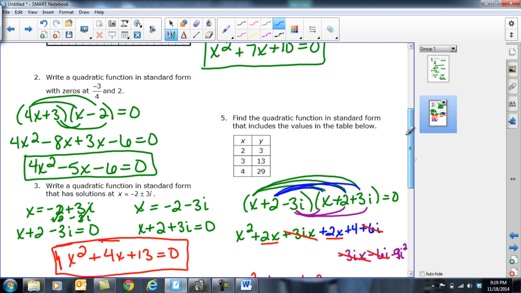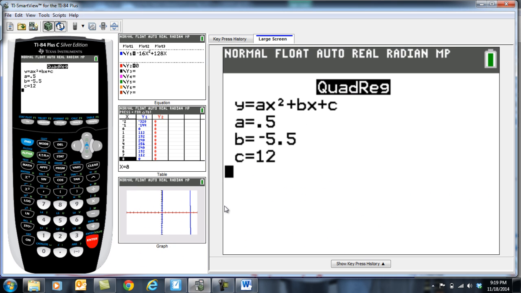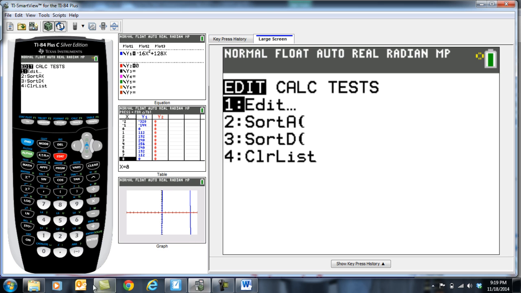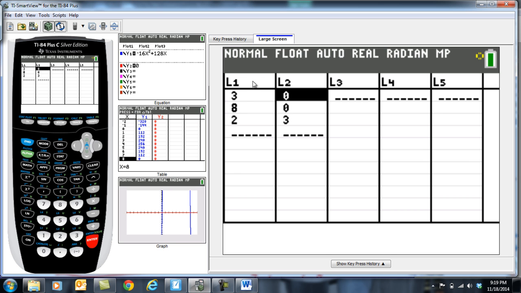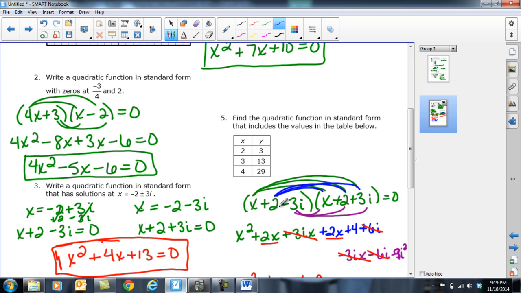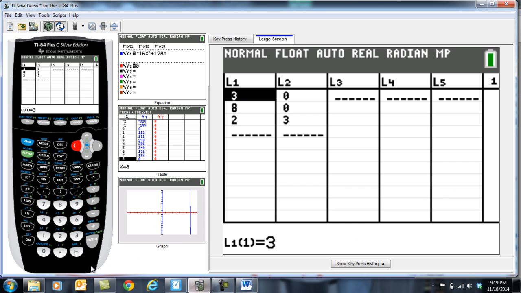Number 5 here says to find the quadratic function in standard form that includes the values in the table. Well, they give you the table, so it's the same thing. We're going to put these in our calculator. So we're going to go back over here. We're going to go to Stat. We're going to go to Edit, and there's numbers here now. It's okay. We can just type over them. So I'm going to replace those numbers with 2, 3, 4. So I'm going to type in 2, enter, 3, enter, and 4, enter. And it just types over them.